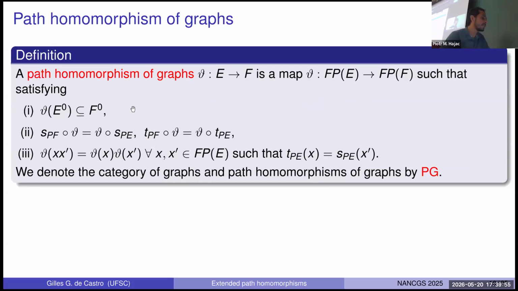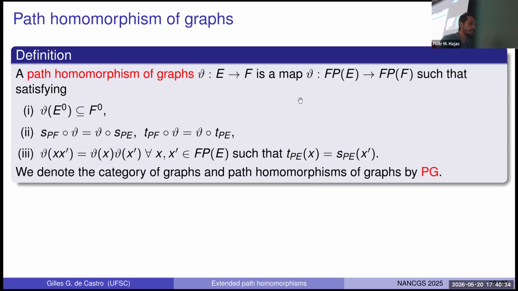And now edges do not need to be sent to edges. Edges can be sent to any finite path, including a vertex, or some other path with length greater than 1. But you still want this map to preserve sources and targets. The other thing is that we want this to be multiplicative when it makes sense. So if x and x prime can be concatenated, then their images can also be concatenated, by the second item, and you want this to be multiplicative.